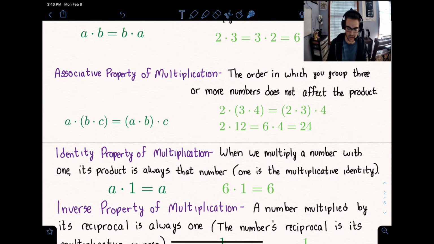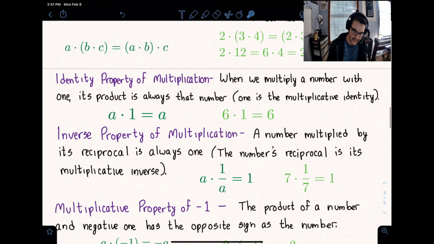And actually, these associative properties for both addition and multiplication, very, very, very important later on in algebra, especially when you get to factoring trinomials or 4-term polynomials. The factoring by grouping method involves us utilizing this property.